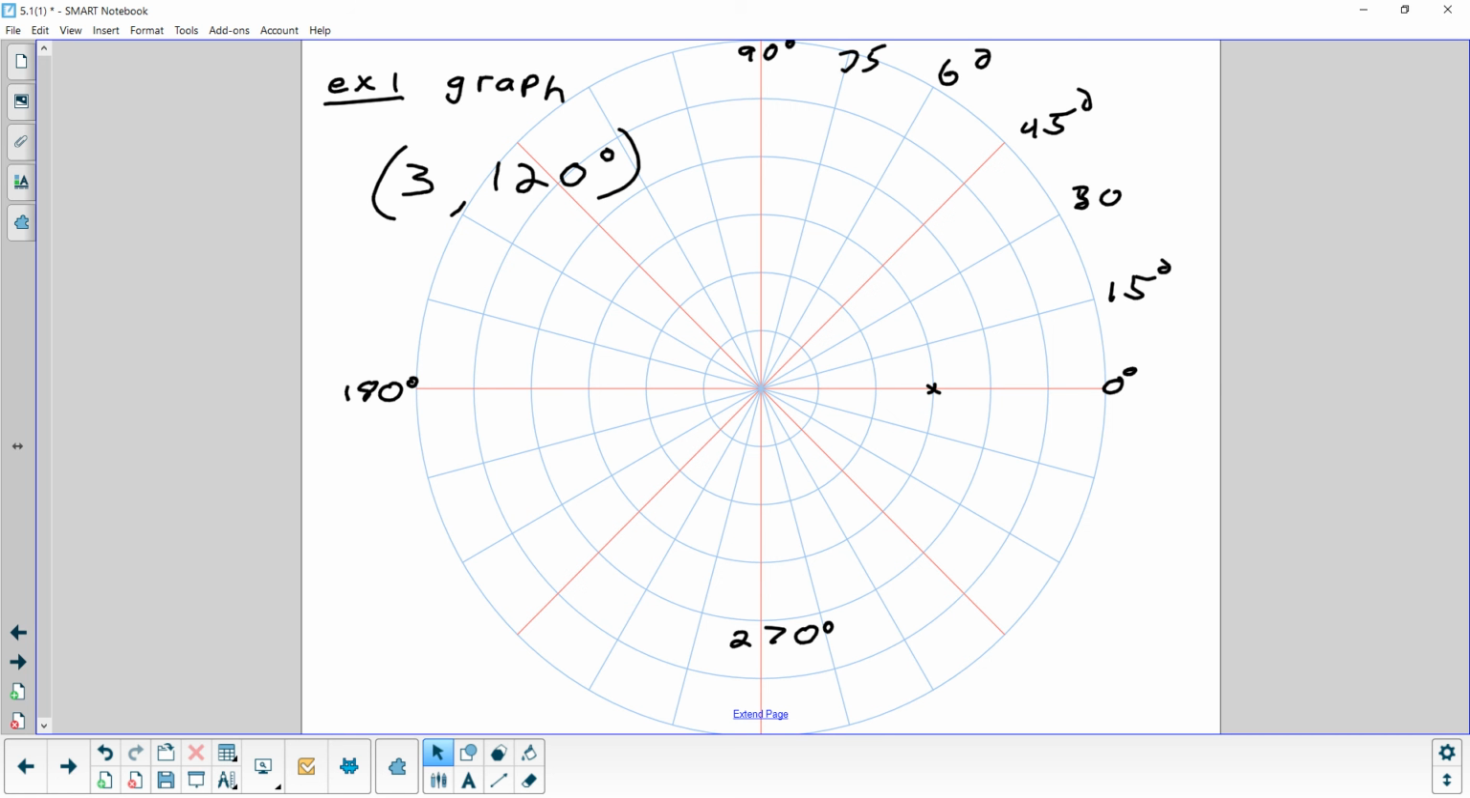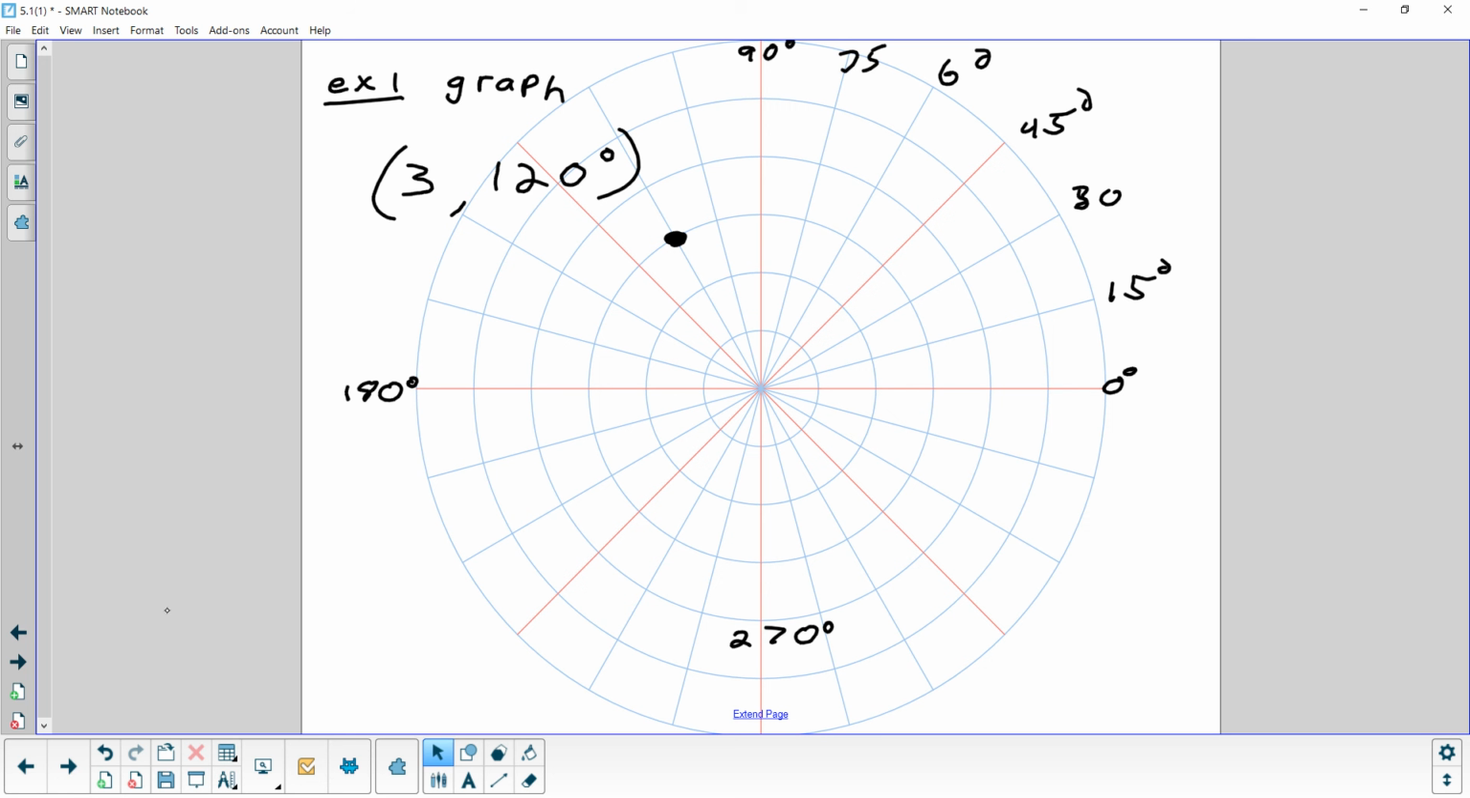So on the test, you're going to have a piece of graph paper on the screen that's labeled like this. So all you're going to have to do is click where you want to put your point. Right, so we're going to go 15, 30, 45, 60, 75, 90. How much past 90 do I have to go to get to 120? 30. So another 15 and 15. And that's where the point should be.